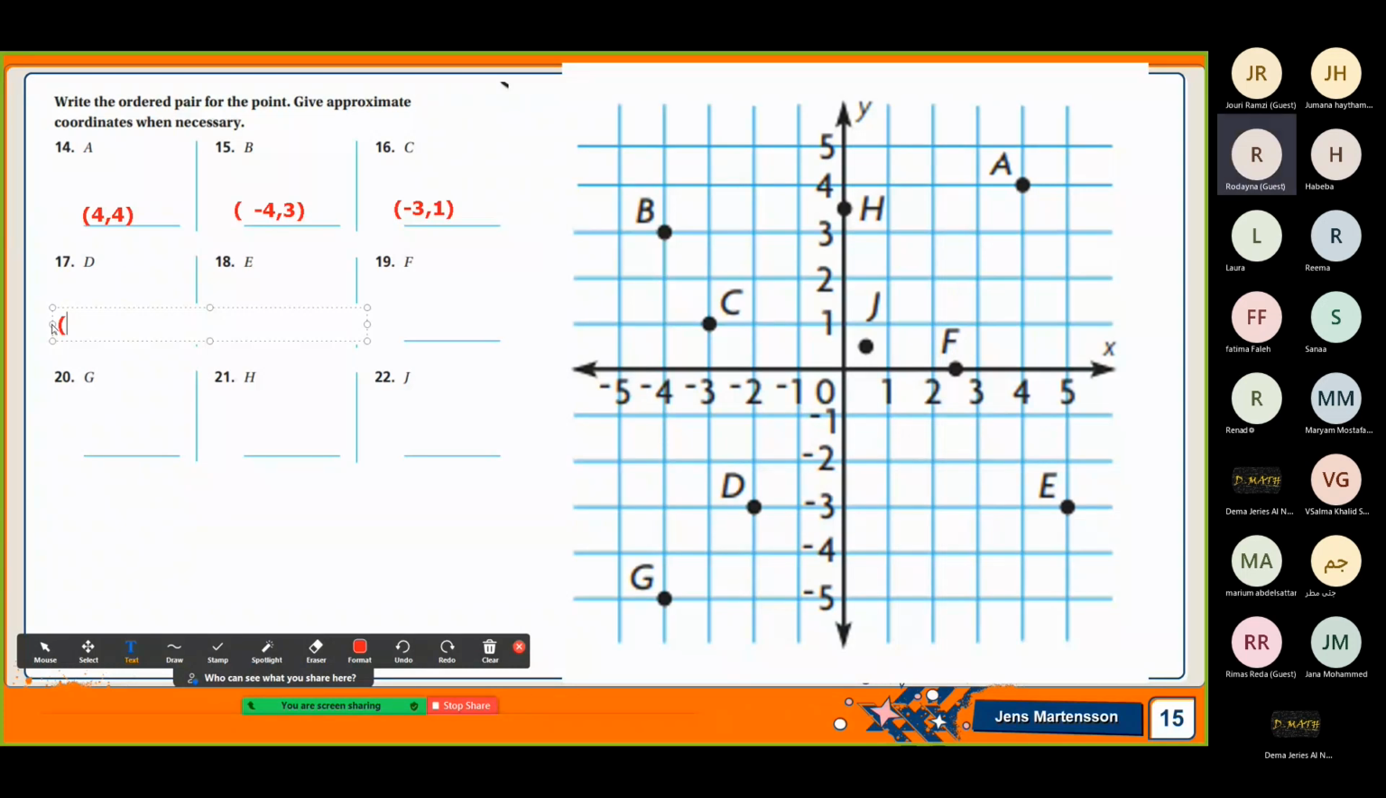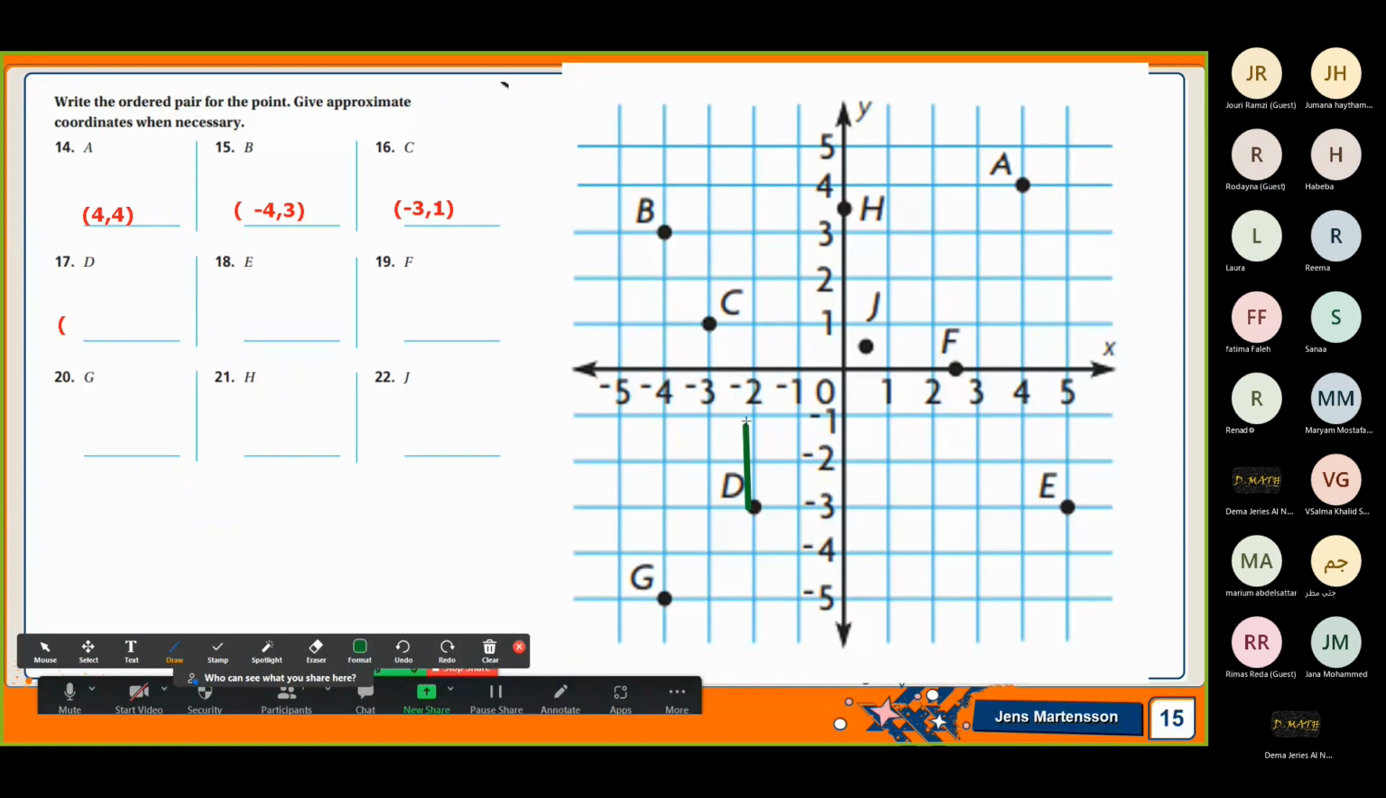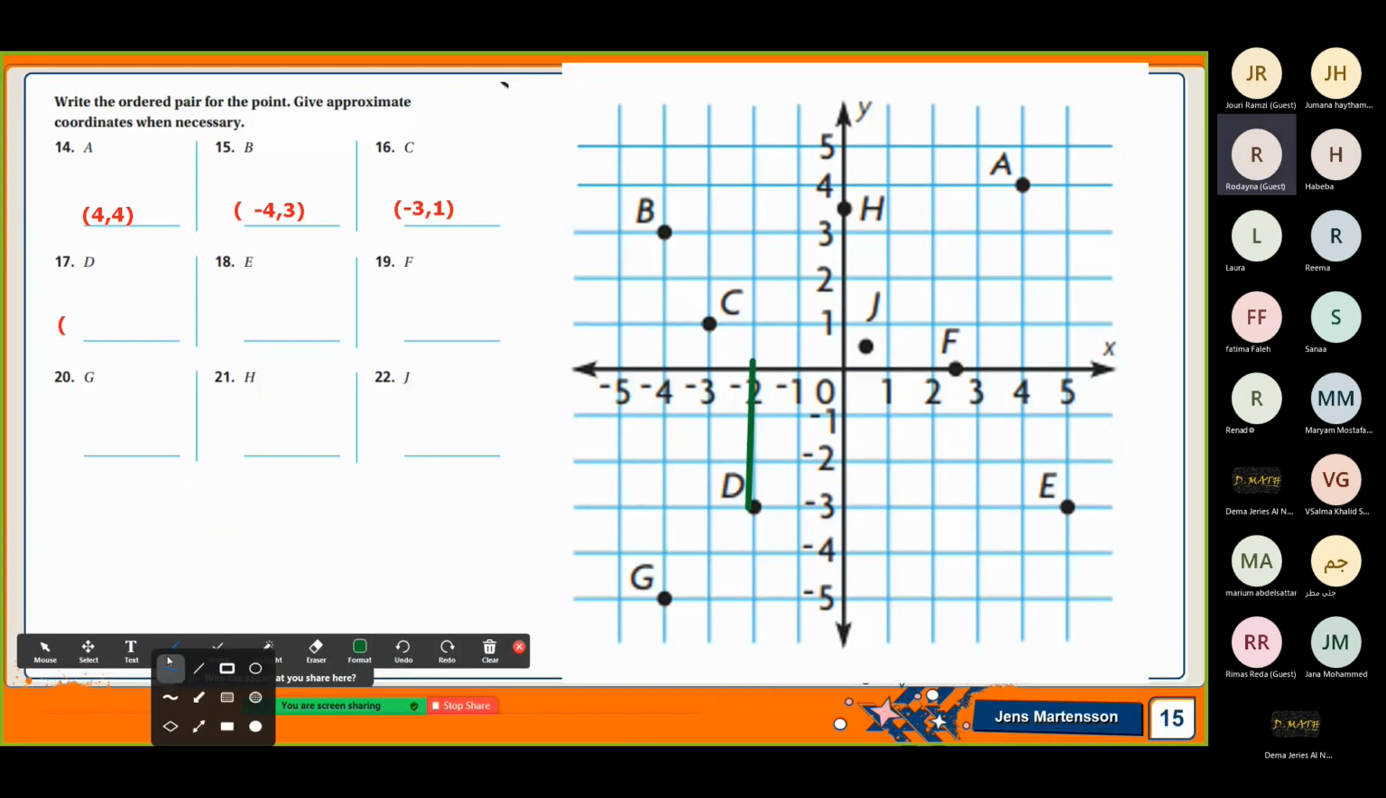The x is there in 5. After 5. No, miss. I will not say the quadrant. The x-coordinate means where this point cuts the x-axis, at which point? -2 and -3. So the x-coordinate is -2. The y-coordinate is -3.